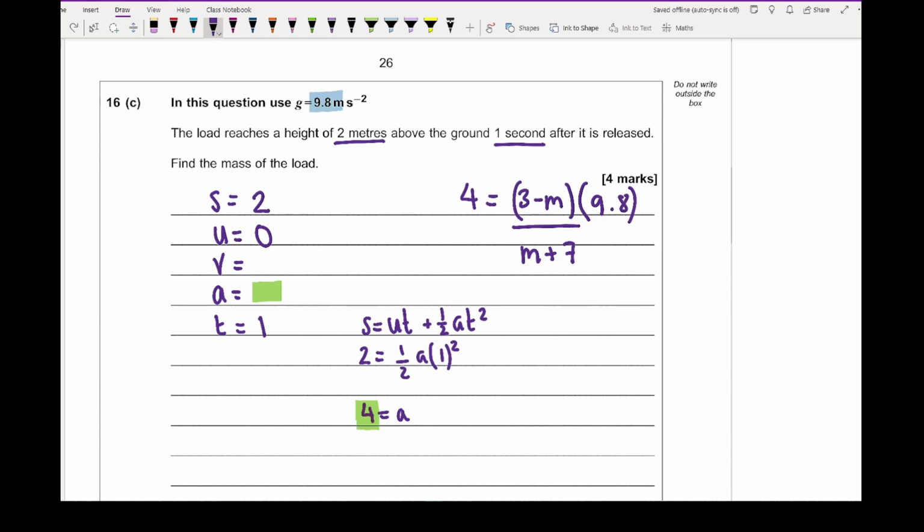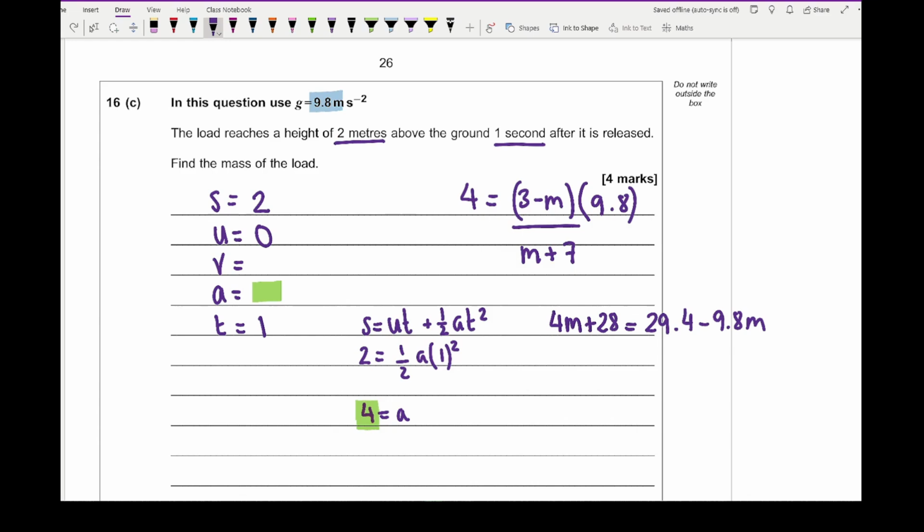The way that I did this was to multiply both sides by m plus 7. So multiplying 4 by m plus 7, so 4m plus 28 is equal to, I've still got 3 minus m and 9.8 being multiplied together. That's 29.4 minus 9.8m. So multiply by m plus 7 with the 4, multiply the 3 minus m with 9.8.